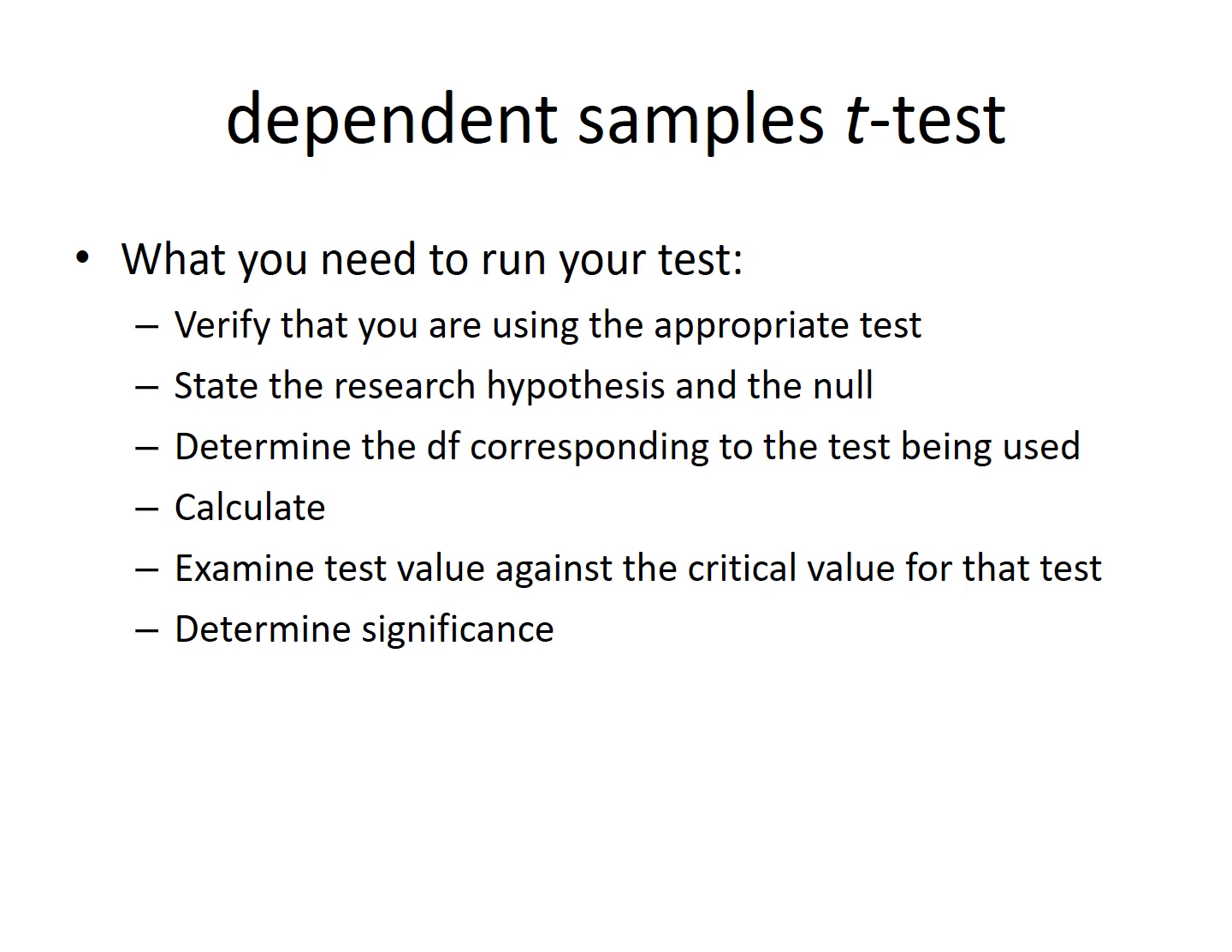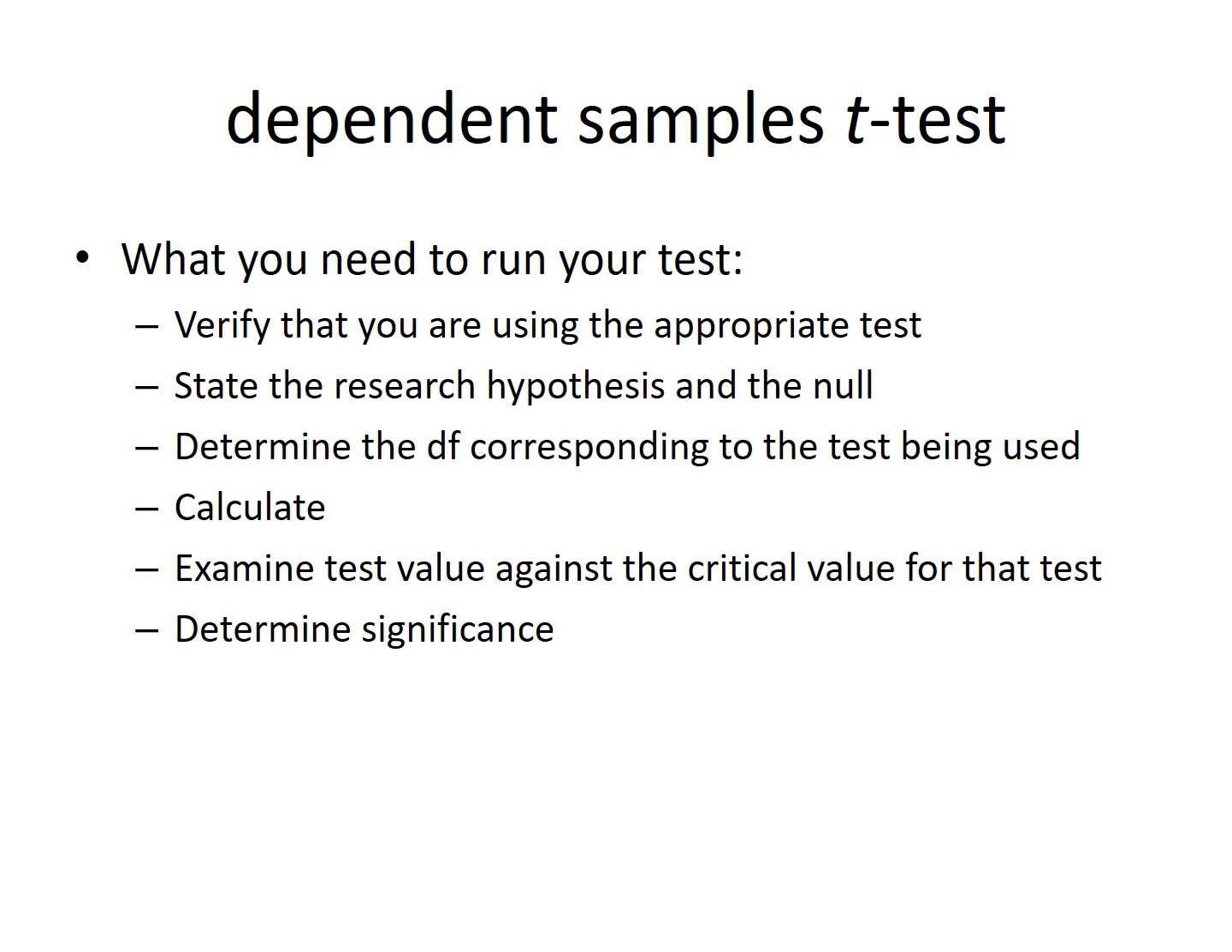In order to run a dependent samples t-test, you will need to do the following. First, verify that you're using the appropriate test. Ensure that you have one grouping variable that will serve as the IV, which only has two different groups. Those groups must include the same persons before and after some kind of intervention. The outcome variable must be one continuous outcome variable measured in the same way at pre-test and at post-test.